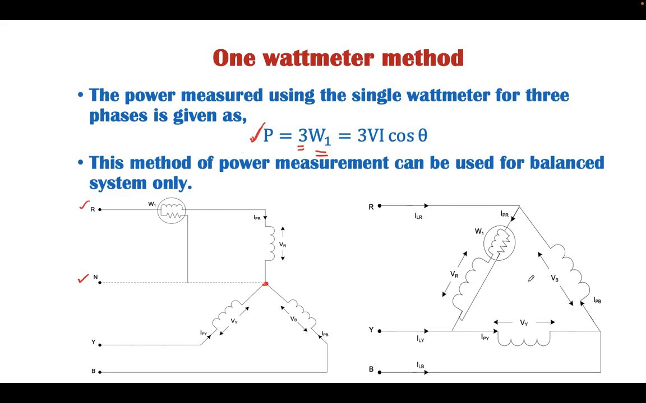However, in case of delta connection, if you want to connect a single wattmeter in the system, then this wattmeter is not connected over this line. This wattmeter has to be connected in a particular phase only, then only it will measure the power of this phase. Now, if we can measure power of one phase considering the load is balanced, then it will be 3 times W1 again. Whether the connection is star or delta, the power measured by a single wattmeter in a balanced system is always multiplied by 3, and hence it will equal 3 times VI cos theta, where V is the RMS value of voltage, I is the RMS value of current, and cos theta is the power factor of the load.